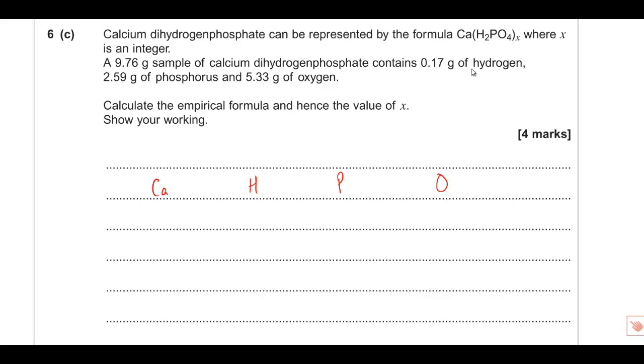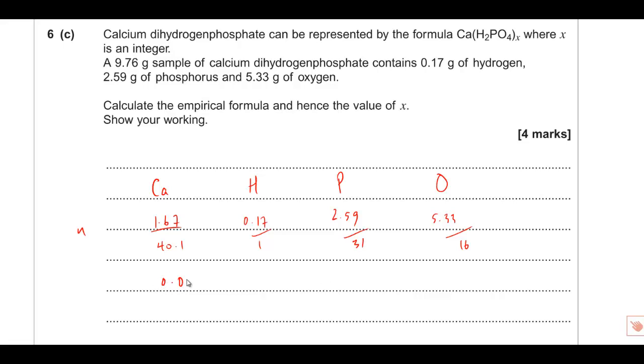Now we know 0.17 of hydrogen, 2.59 of phosphorus, 5.33 of oxygen. The remainder is going to be my calcium, which in this case is going to be 1.67. Now we calculate our moles of each one, so we divide by 40.1, divide by 1, divide by 16. Phosphorus is 31. We're going to get various values here.